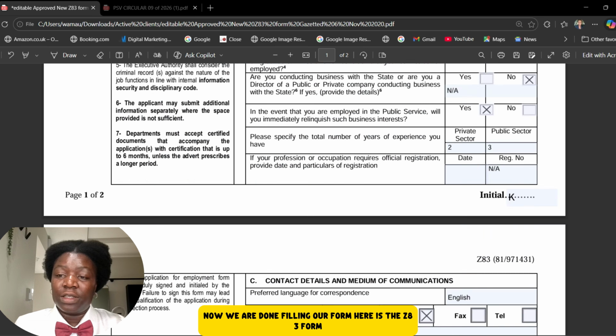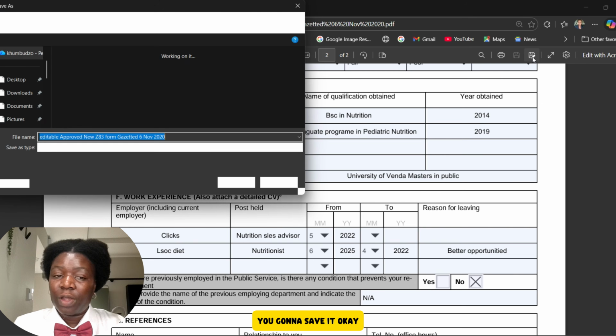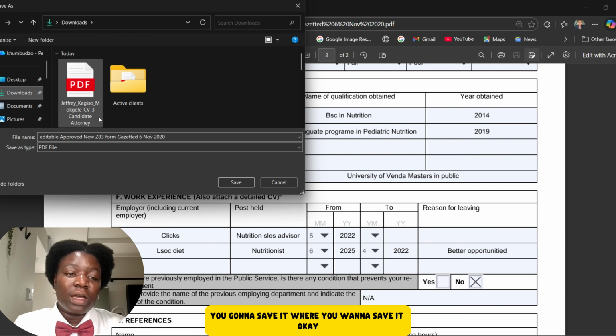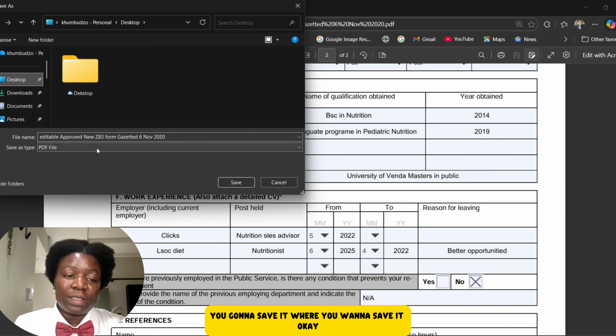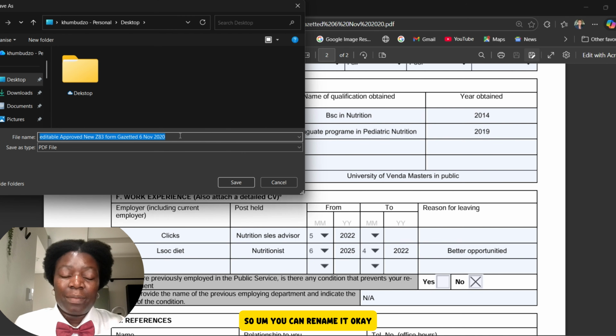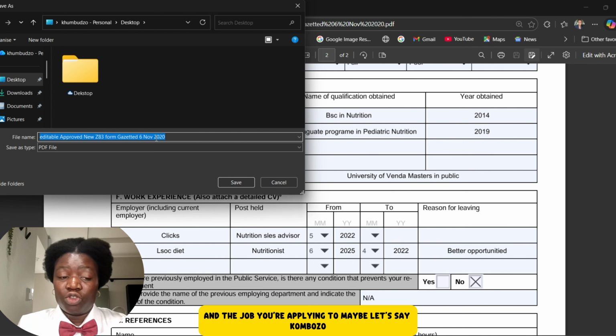Here is the Z83 form. All right. You're going to click on save. Okay. You're going to save it. Okay. There is our new Z83 form, right? You're going to save it where you want to save it. Okay. So you can rename it. Okay, you can put your name, surname, and the job you're applying to.